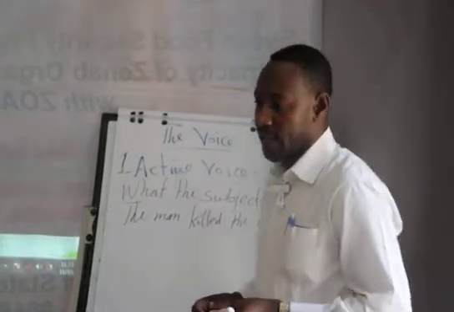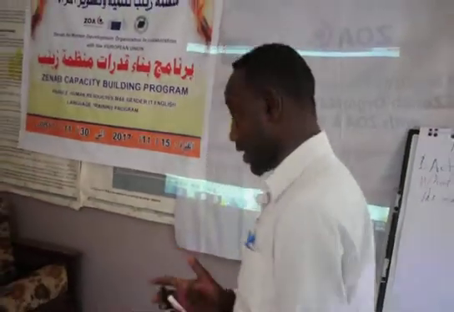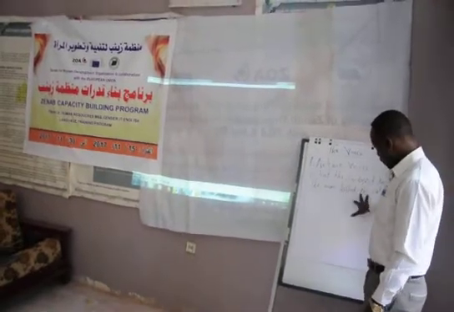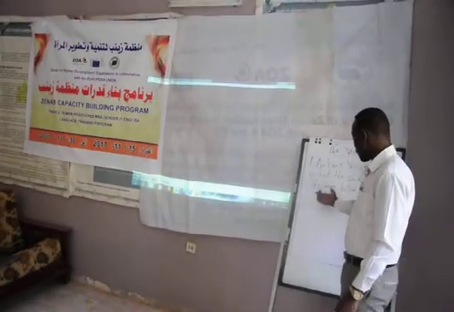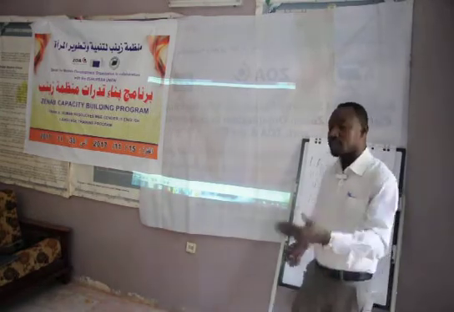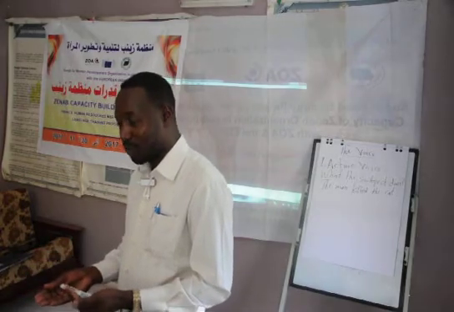the man killed the cat. This is an active voice, which should tell us about the doer, the subject. Here we are going to ask this question: what does the subject do? The subject killed the cat. The doer killed the cat. The man killed the cat. So we are talking about the doer, somebody who did something, somebody who has the ability to do something.